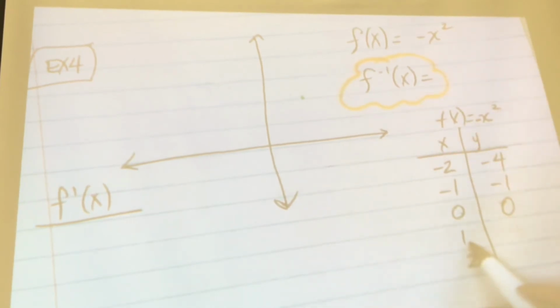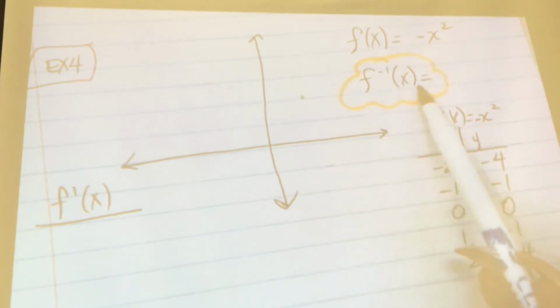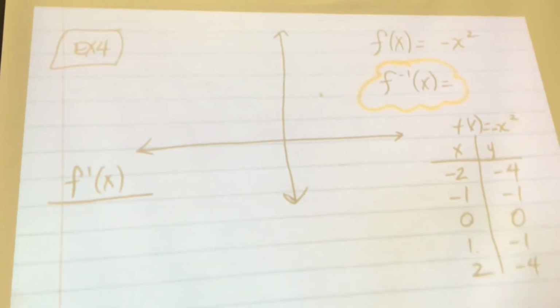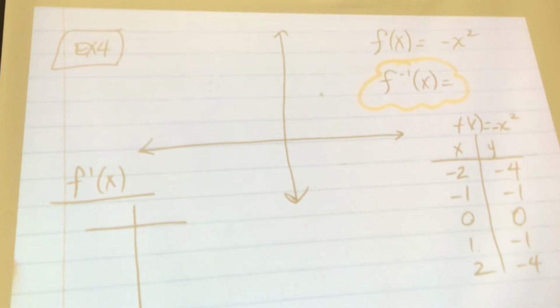Plug in 1. What's 1 squared? 1. Now make it opposite. Negative 1. Plug in 2. What's 2 squared? 4. Now make it opposite. Negative 4. Now am I going to plot these points? Is that what they want me to do, plot the function? No, what do they want? Plot the inverse. Well, how am I going to plot the inverse? What do I need to do? Switch your x's and your y's.